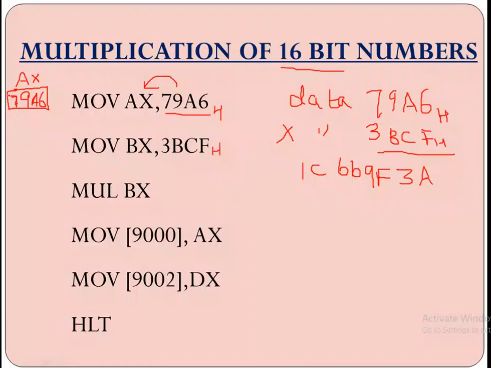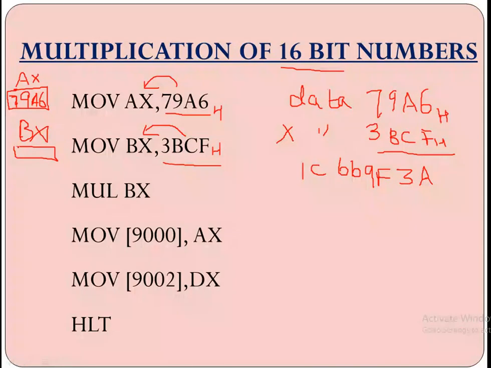Now, take the second data which you want to multiply, 3BCF. This data is also 16-bit, so I am taking one more 16-bit register, BX. For multiplication, you include the BX register. Now in BX, which data will be moved? You move 3BCF to BX.